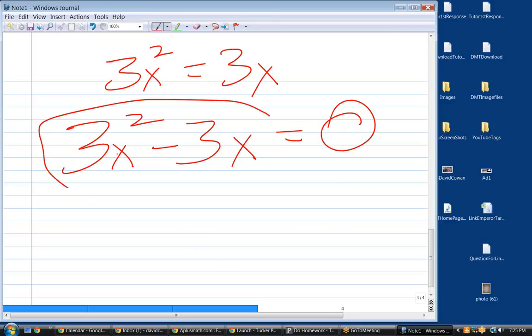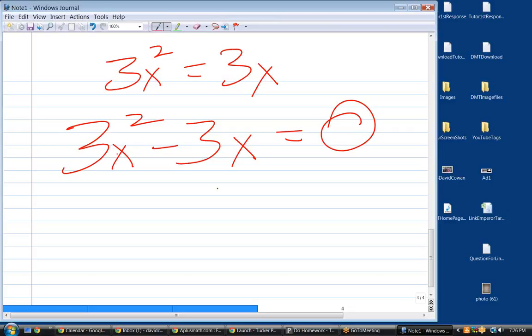Okay, so now we're back to the same thing. We've got x squared, x, but we don't have a number. What does that mean? That means we don't factor that the normal way. We factor it by taking out a greatest common factor. What is it?